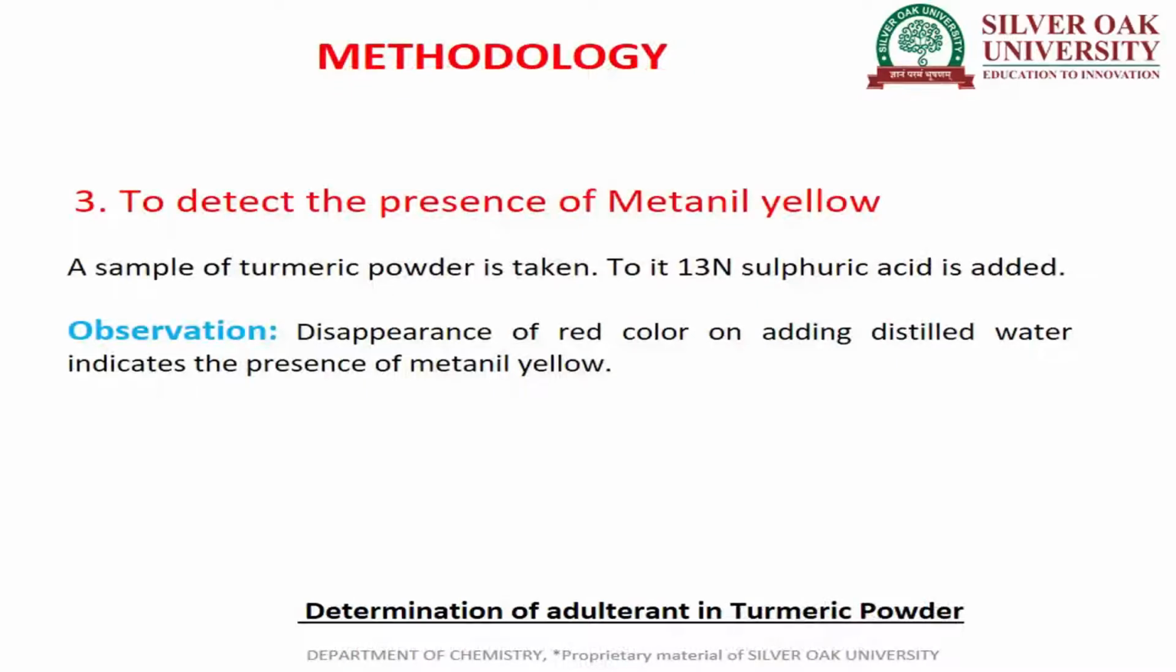Let's study the method to find out metanil yellow. A sample of turmeric powder is to be taken and sulfuric acid is added to the sample. If the red color disappears on adding distilled water, it indicates the presence of metanil yellow. Let us perform the practical and observe it.